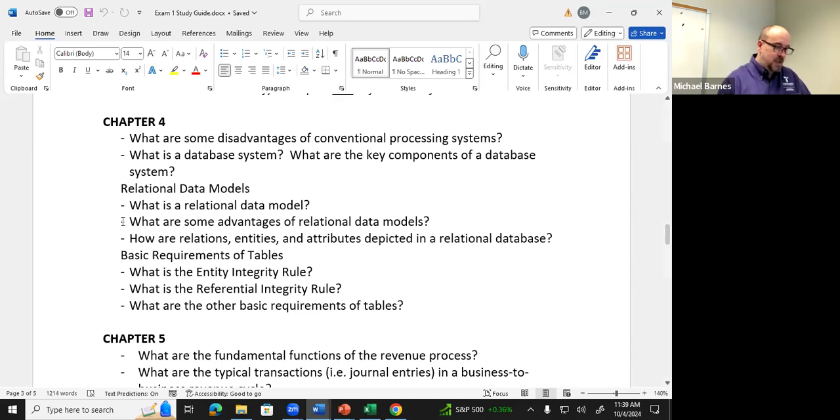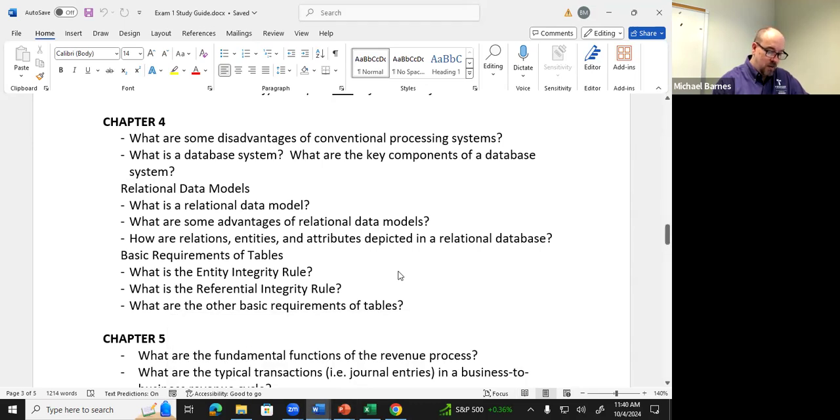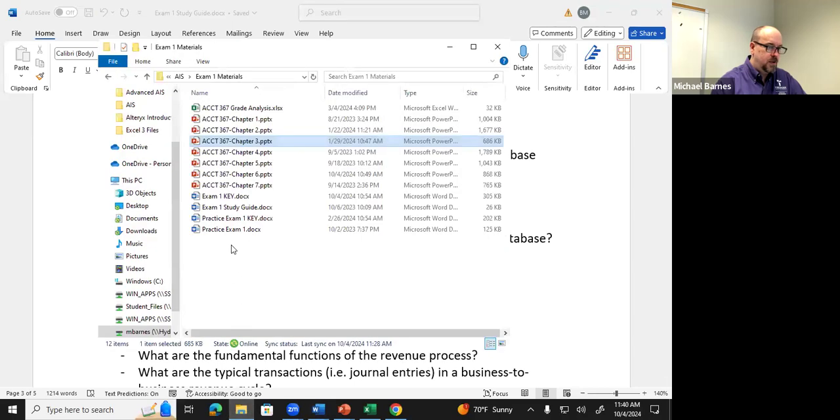What are the basic requirements of tables? So we talked about several rules. I would make sure you're familiar with all of those rules. Most important are going to be the entity integrity rule and the referential integrity rule. They refer to primary key and foreign key requirements. So the entity integrity rule says, let's just actually bring it up. I've got slides here.